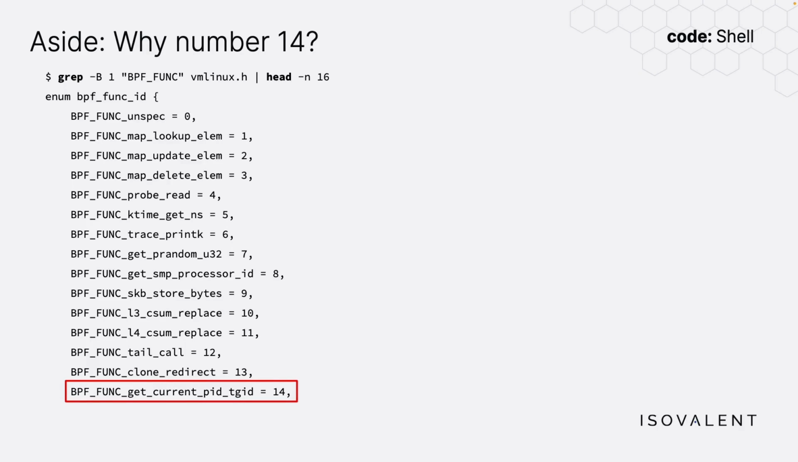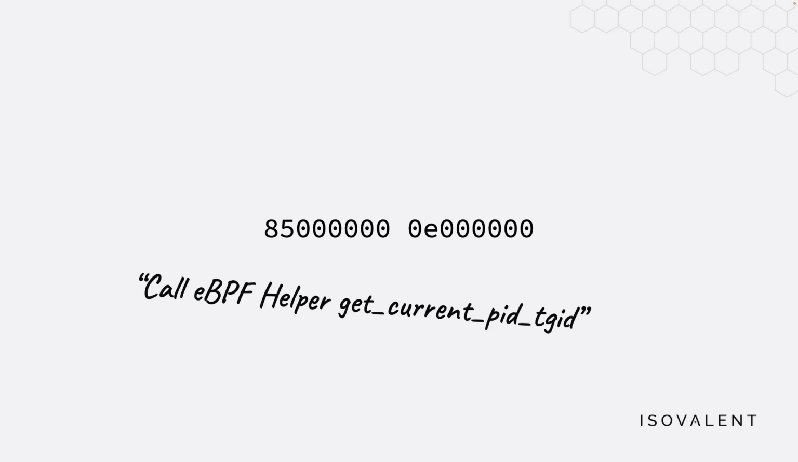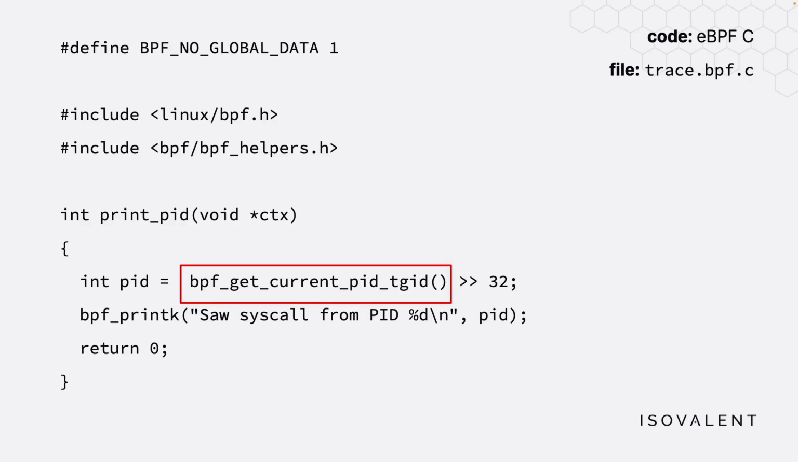Why number 14? What does that mean? Well, if you look in the kernel static information for what the helper function IDs are, we can see that helper function ID number 14 is get_current_pid_tgid, which makes a lot of sense because that's the first thing that we were going to call in our source code anyway. So that sounds about right. The first thing we're doing is calling this function.